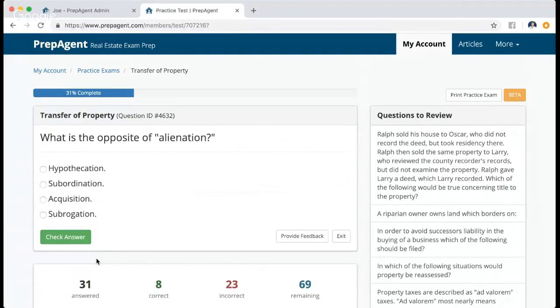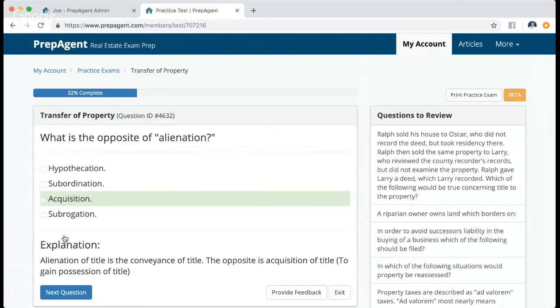What is the opposite of alienation? A, hypothecation, B, subordination, C, acquisition, or D, subrogation? Okay, alienate is to get rid of something, so acquisition is to bring it in.